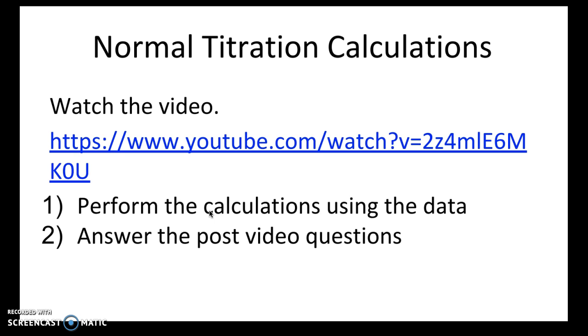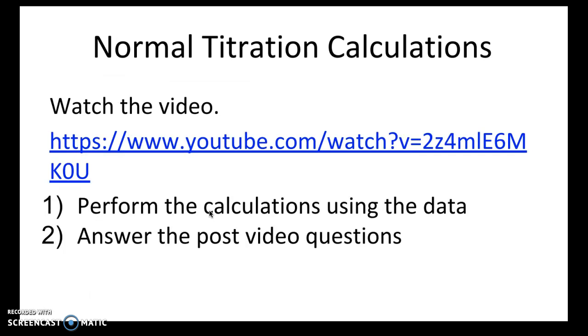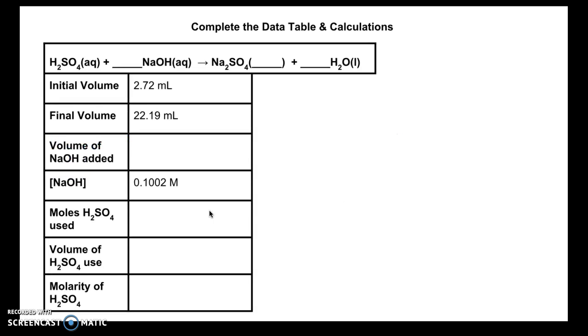Okay. Now that we have looked at the titration setup and how to read a burette, what we're going to do now is watch a video on normal titration calculations, and that will help set you up for the lab that you're going to do. So you're going to perform the calculations using the data and also answer any questions that are there. So here is the data table. You're going to complete the data table and the calculations. And the data is going to come from the video. So I'm going to have you press pause now, click on the video that is linked, and when you press play again, we will continue.